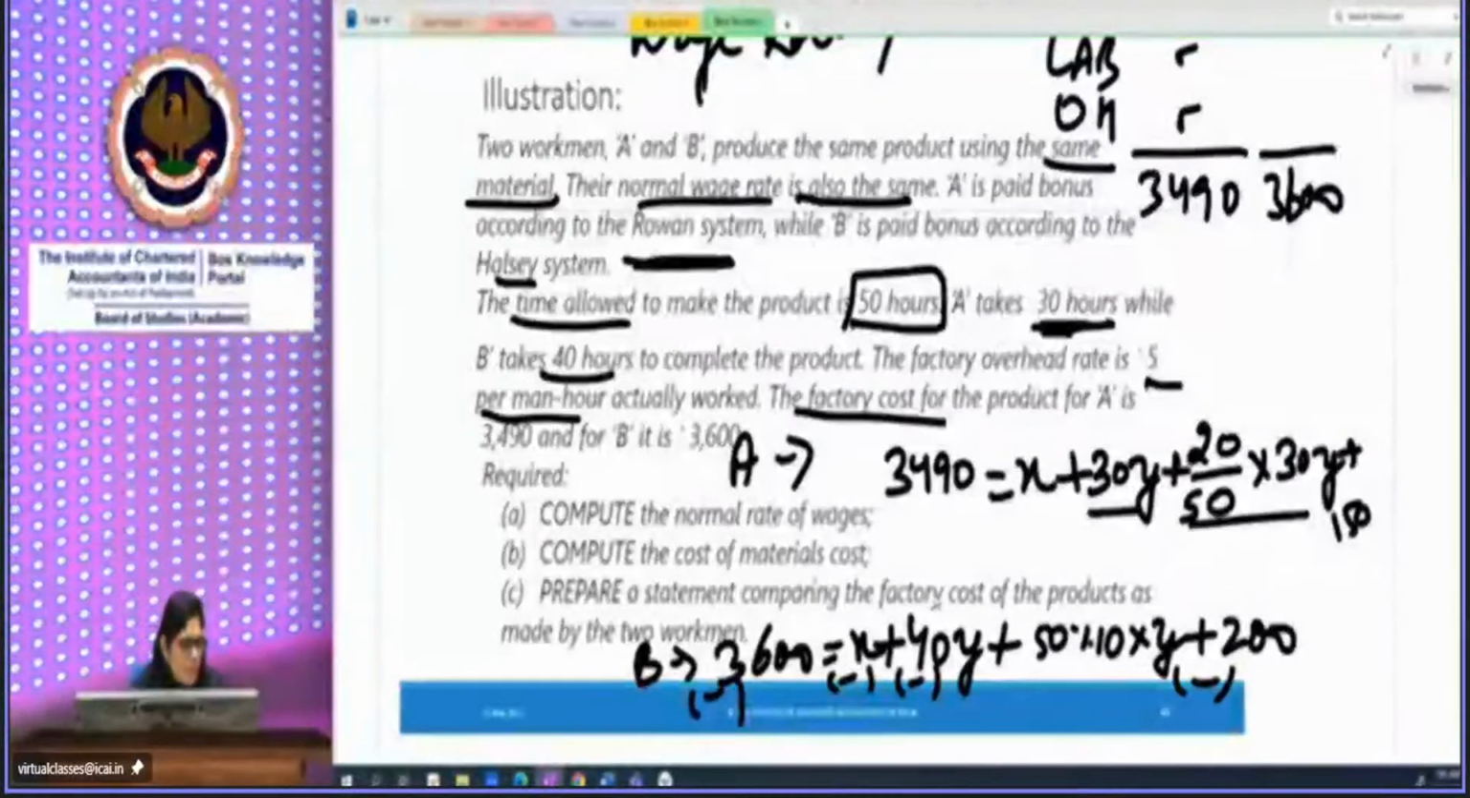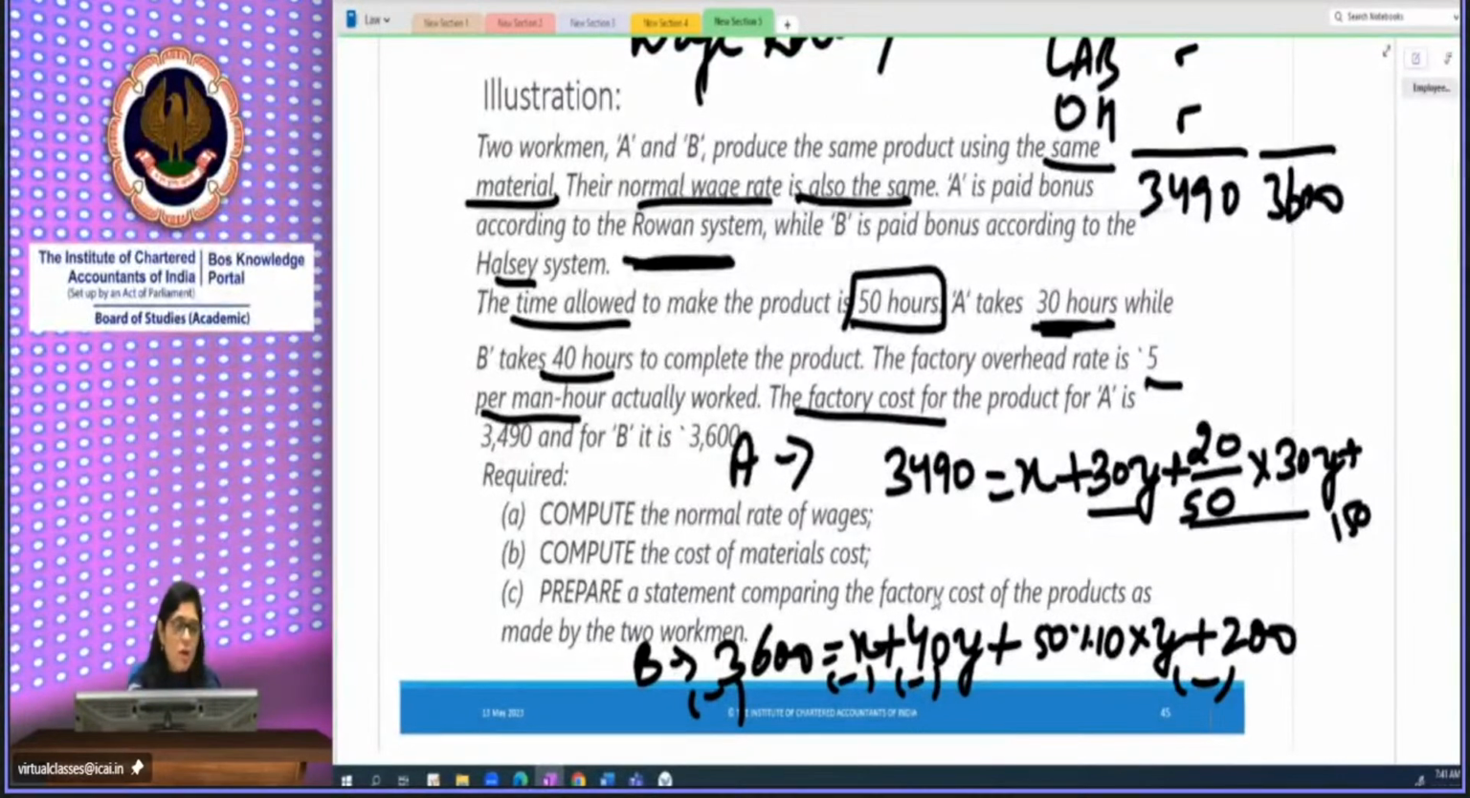Is X 20 or Y is 20? Labor cost is 20. What do you mean by labor cost? See, don't use the wrong terminology again. If you use the wrong term, you will actually get confused. 20 is not labor cost. What is 20? If the answer is 20, Y. What is Y? Y is 2500.